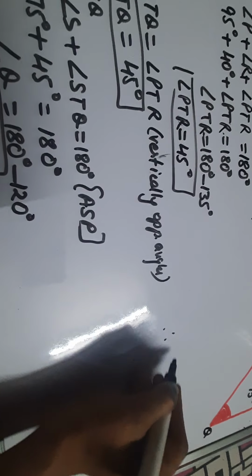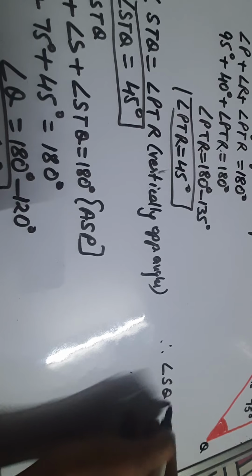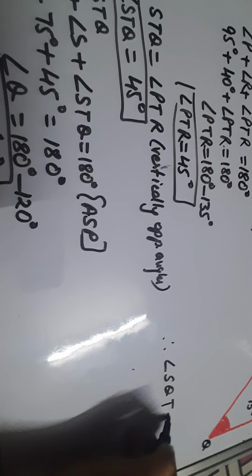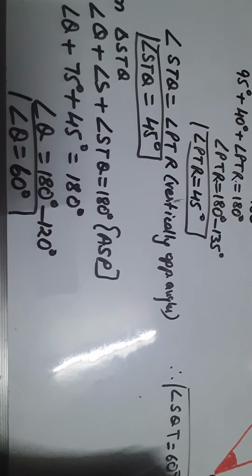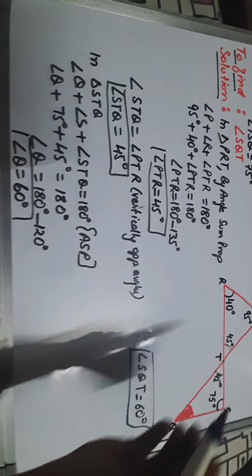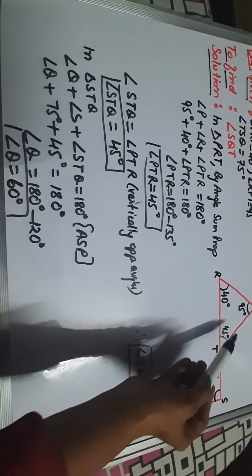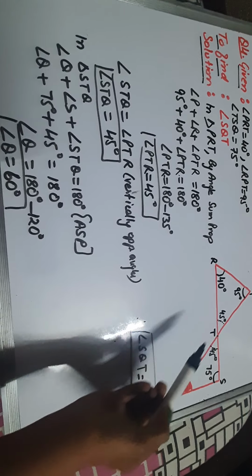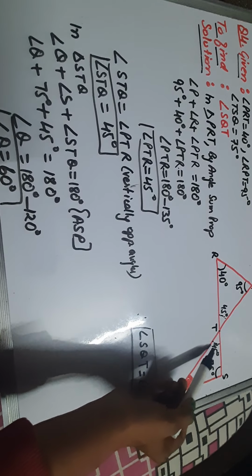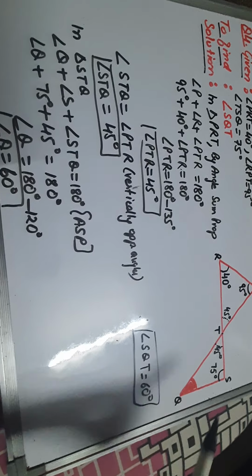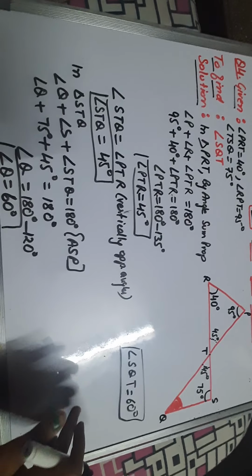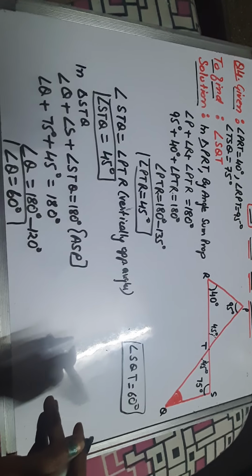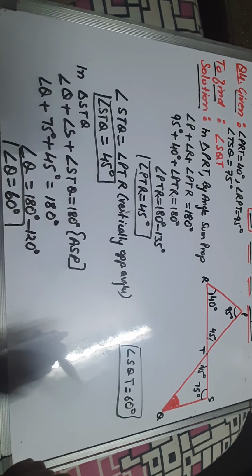So let us write the complete name of this angle Q. Therefore angle SQT is equal to 60 degrees. So you can remember the solution of this question in 3 steps. First, angle sum property in the first triangle, second step, vertical opposite angles, then third step will be angle sum property in the second triangle. So I hope, dear students, question number 3 and 4 both are clear to you. Thank you. That's all for now.